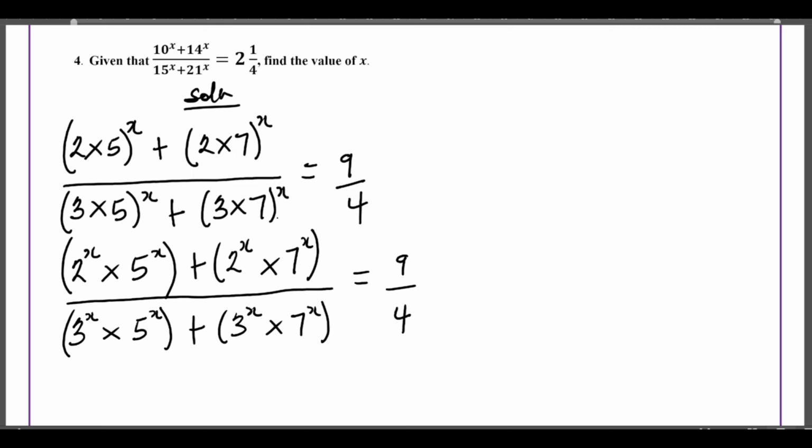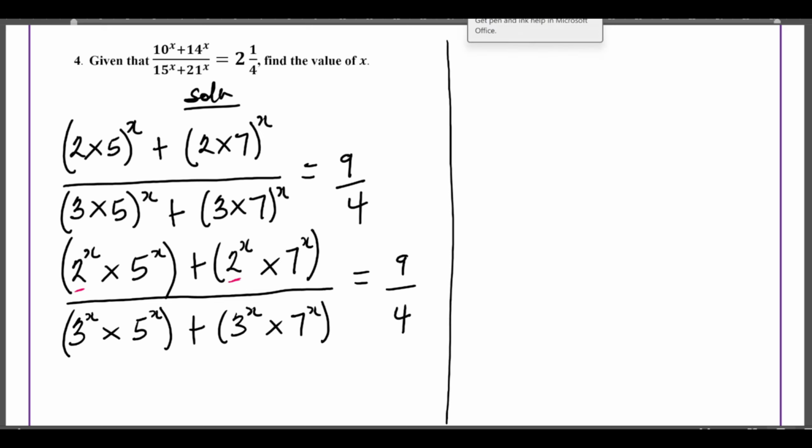Now, let's check the numerator. Is there any common factor in the numerator? Yes. See that we have 2 raised to the power x and then 2 raised to the power x. So that is a common factor. So we're going to factorize 2 raised to the power x out for the numerator.